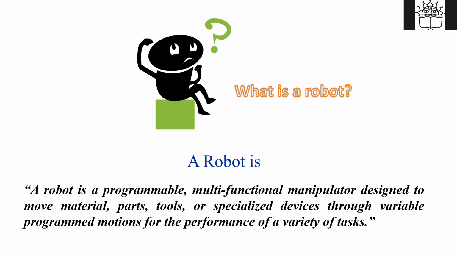What is a robot? A robot is a programmable, multifunctional manipulator. Manipulator means skilled, right? A robot is programmable, multifunctional manipulator which is designed to move materials, parts, tools, or specialized devices through variable program motions for the performance of a variety of tasks. So a robot needs to be programmable, it needs to be multifunctional, right? And it is used to move materials, it is used to move parts or tools or specialized devices, right? Through program motions.